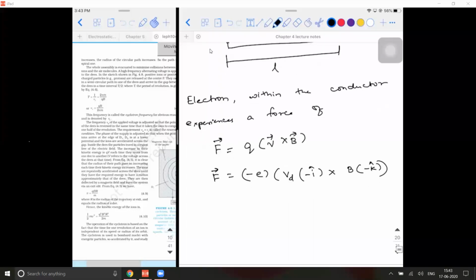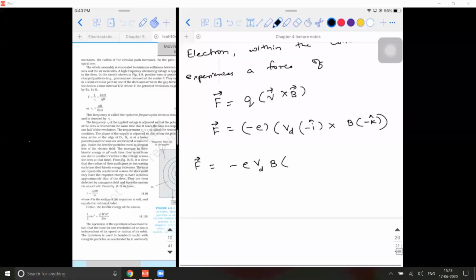Right. So this will be like this. F vector will be equal to minus e into Vd into B. Can I write it as minus i cap cross minus k cap, which is going to be i cap cross k cap? So what is i cross k? Minus j. So minus j and minus will get cancelled. So can I write it as e into Vd into B in the direction of j cap, the overall vector.